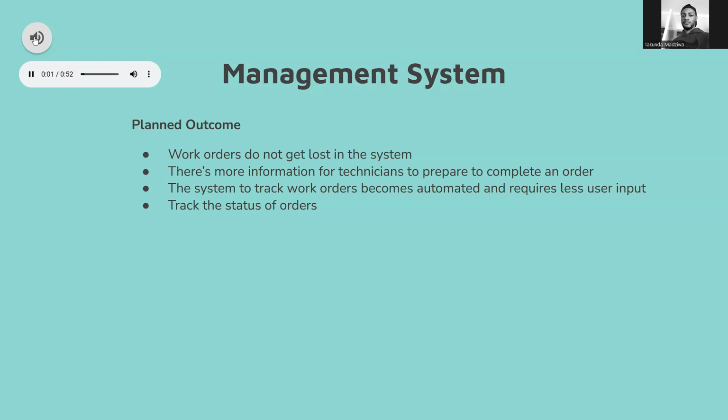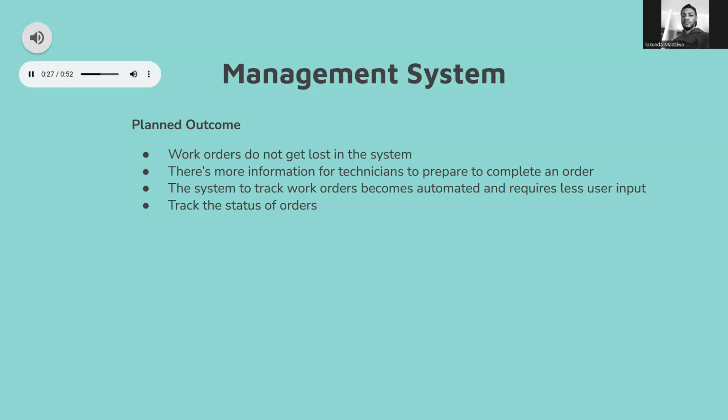The management system ensures work orders are handled efficiently and effectively. First, work orders don't get lost in the system, meaning every request is accounted for, reducing errors or delays. Technicians also benefit from having more information to prepare. Details like location, required tools, and task specifics are readily available, allowing them to complete orders faster and more accurately.